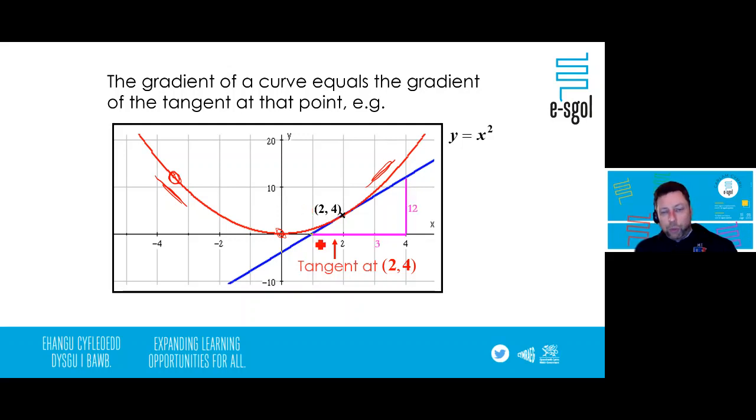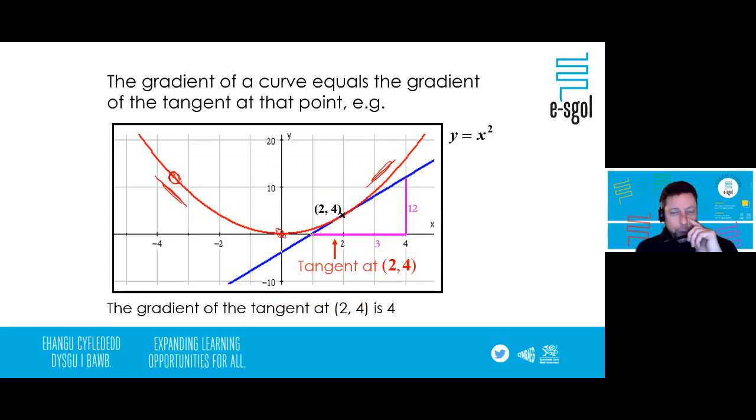Previously, you will have drawn in maths and numeracy a triangle to tell you the gradient. And the gradient is the change in y, which is 12, over the change in x, which is 3. 12 over 3 is 4. And that's what you've been shown before. But for additional maths and A level, there's a more precise strategy. So as it says, the gradient of the curve at 2, 4 is 4, and it's different in different places.